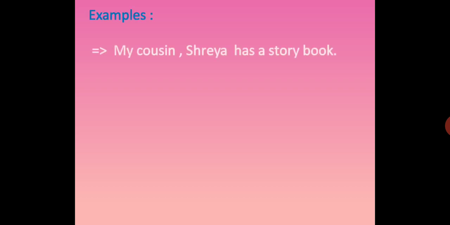My cousin Shreya has a storybook. Here we use my cousin and Shreya for the same girl, only one girl. So, what can we do to write it in a possessive form? Let's see. My cousin Shreya apostrophe s storybook. So, the answer will be my cousin Shreya's storybook. Have you understood? Let's see one more example.